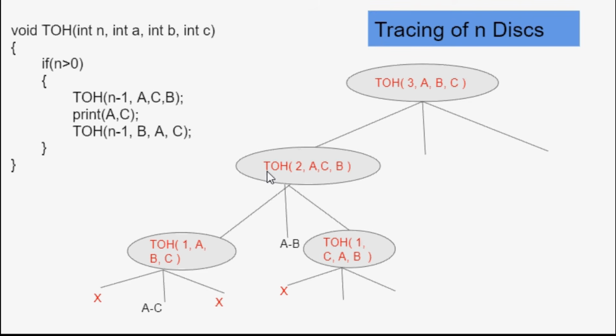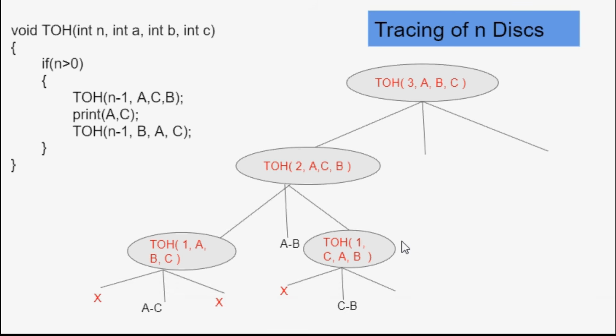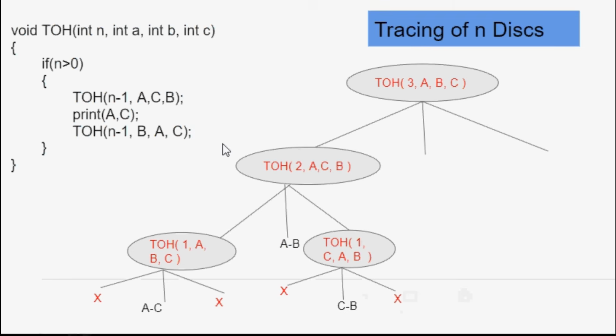Now what is the value of A here? What is the value of A in this call? That is C. And what is the value of C in this call? That is B. So I am supposed to print C and B here. Again, if you try to execute this call, it won't get executed because 1 minus 1 will give me 0. So now let's again backtrack.